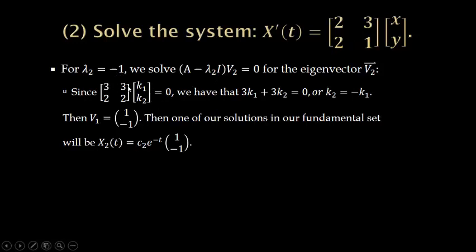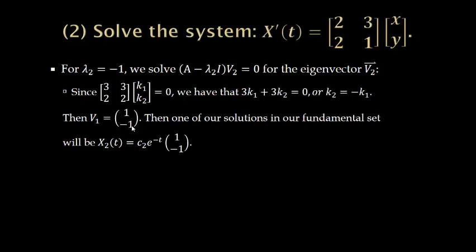Solving this equation, we have 3k1 plus 3k2 equals 0, or we could have said 2k1 plus 2k2 equals 0. Those are the exact same statement. Both are saying that k2 is equal to -k1. To keep this easy, I've substituted 1 for k1, and that forces k2 to be -1. You could have, of course, had -1, comma 1. You could have had 5, comma -5.